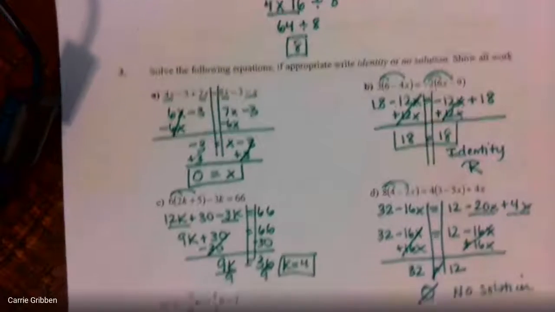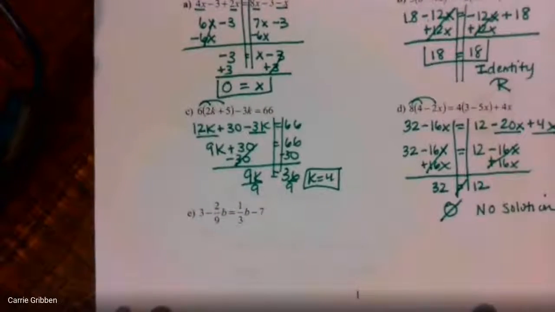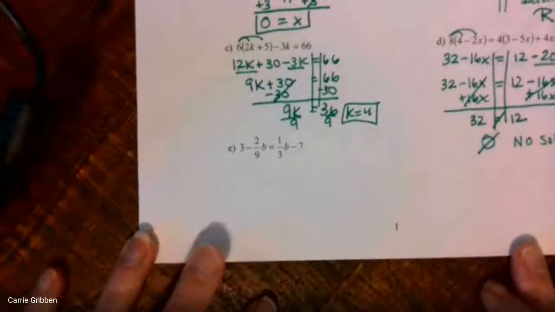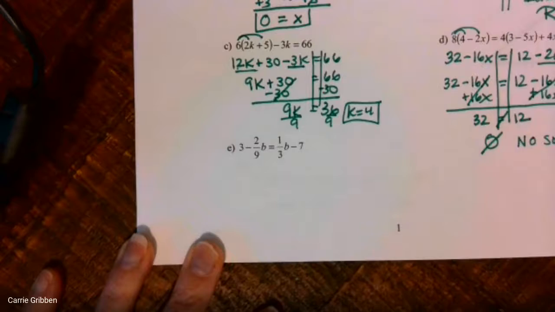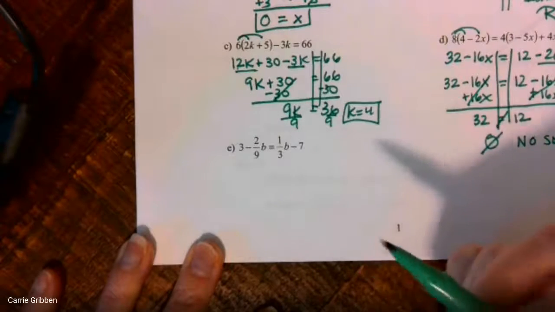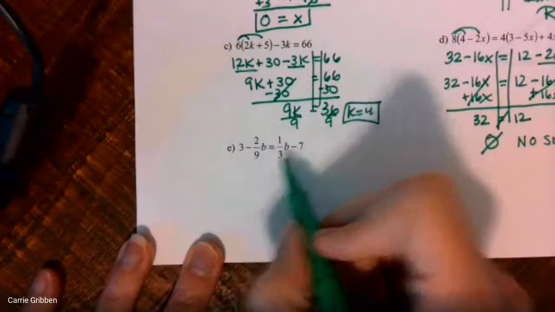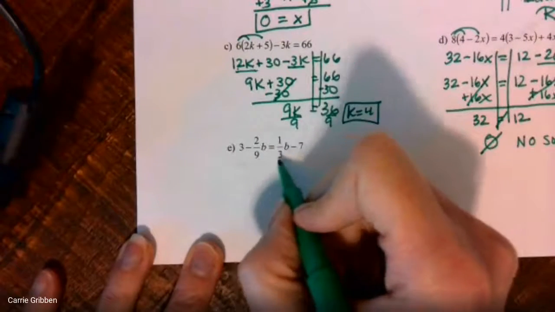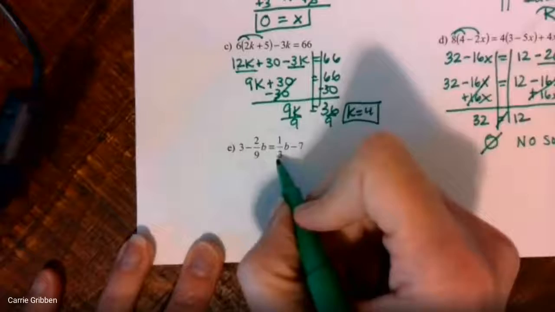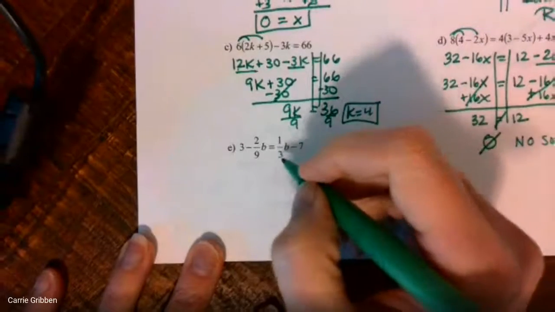Okay, so that's how we do that one. The very last one, we haven't done one of these in a while, but I'm going to do the clearing fraction method to do this, and we've looked at this before. When you want to clear the fractions, because nobody likes working with fractions, you look at the denominators and say, what's the first number these both go into? Well, the least common denominator would be 9.